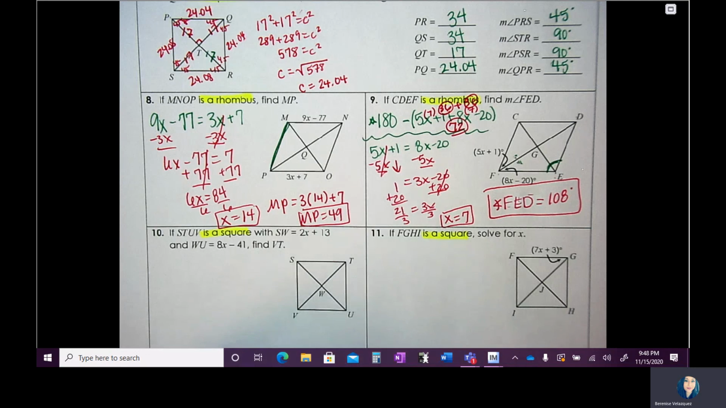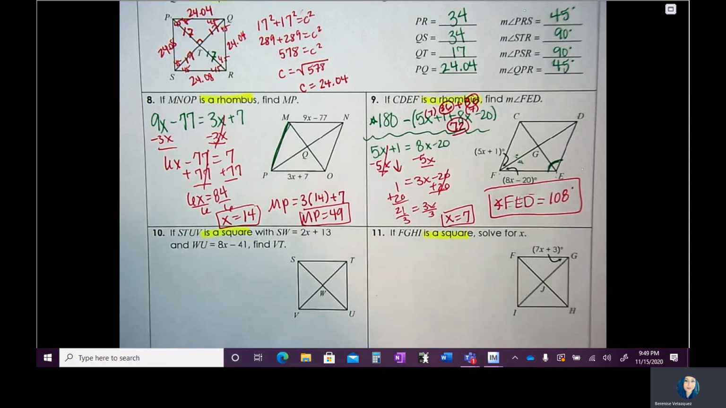Okay, so we have our answer for it. After that, we're going to move on to 2 square examples. So those were rhombi, plural for rhombus is rhombi. And now we're going to move on to squares. So what if they give us squares and they give us values? Technically, they're worked out very similarly.